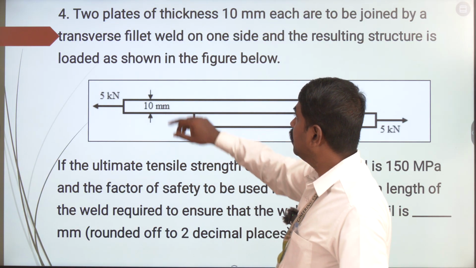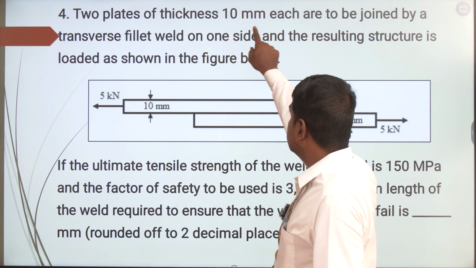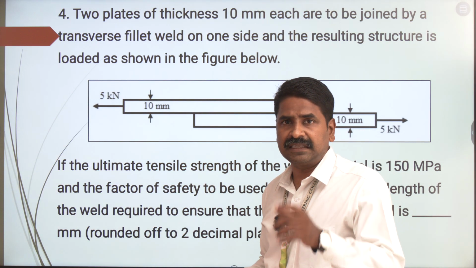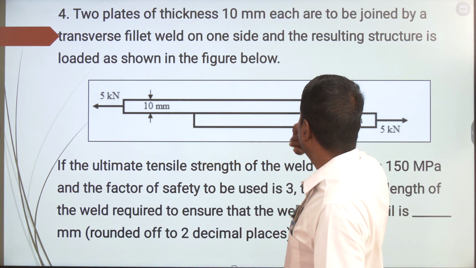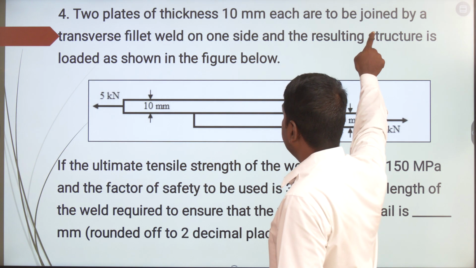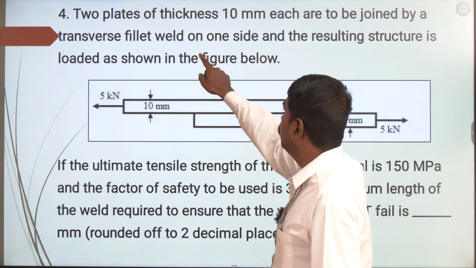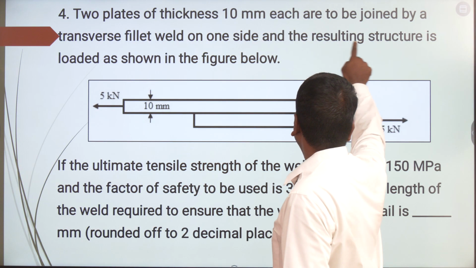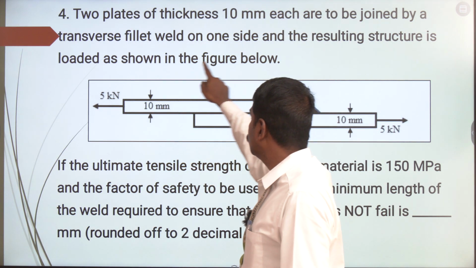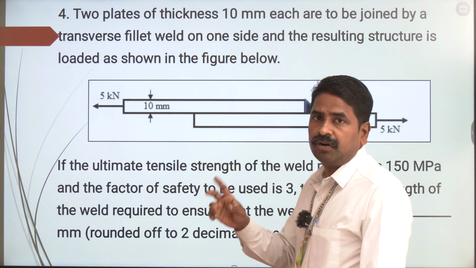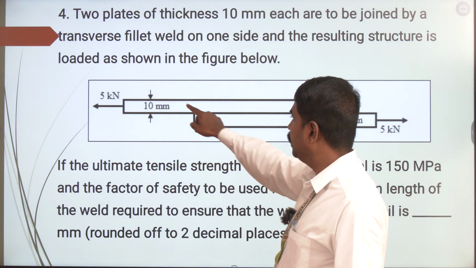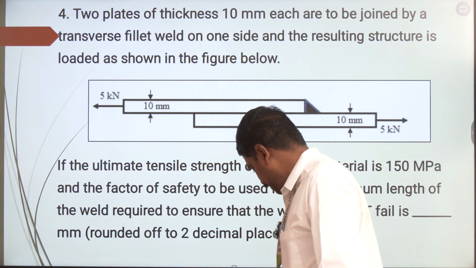So read the question. 2 plates of thickness 10 mm. So the thickness t is going to be 10 mm, as you can see over here, and the plates are to be joined by a transverse fillet weld on one side, and the resulting structure is loaded as shown in the figure below. So you are going to join 2 plates. Each plate is going to have a thickness of 10 mm.